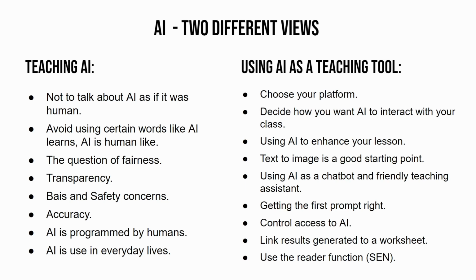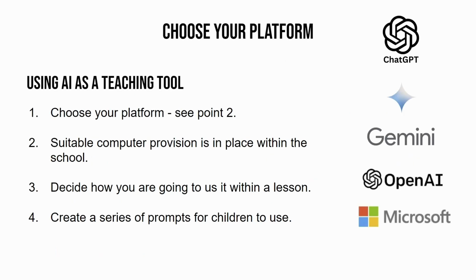And if you are going to use AI to create a resource, then you need to link that result generated to a worksheet and make sure children are doing some work from that resource. And we're just looking at the moment at using it with SEN children and using the built-in reader. Choose your platform, and that will depend, as I've just said, on what provision your school's got in place. And then once you've done that, you're going to decide how you're going to use it in your lesson.